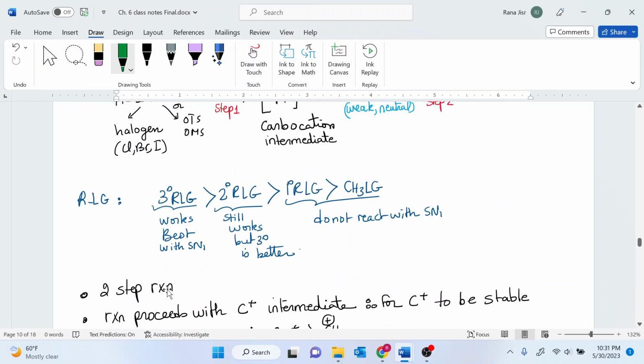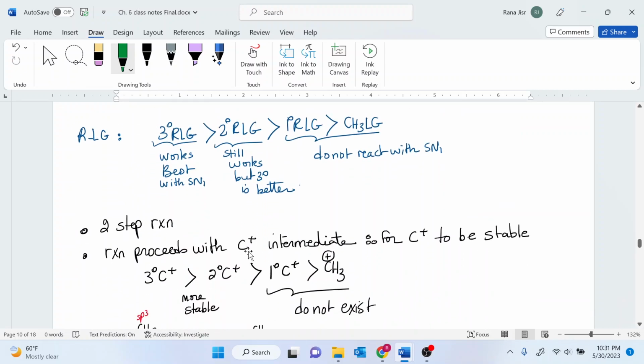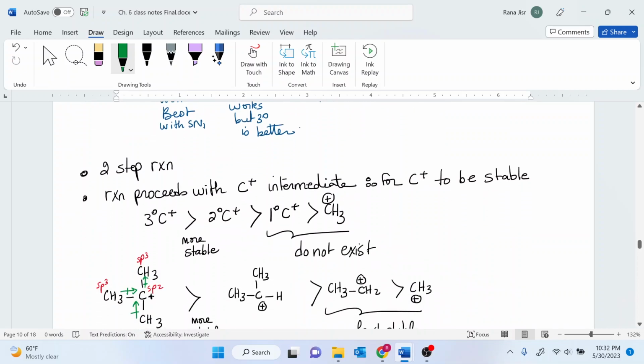It is a two-step reaction, and it proceeds by formation of the carbocation intermediate. Carbocation is whenever the leaving group leaves and you end up having just the carbon with a plus charge. Tertiary carbocations are more stable than secondary, than primary, than a methyl carbocation. Primary and methyl, they do not exist. You cannot write a primary carbocation in there.